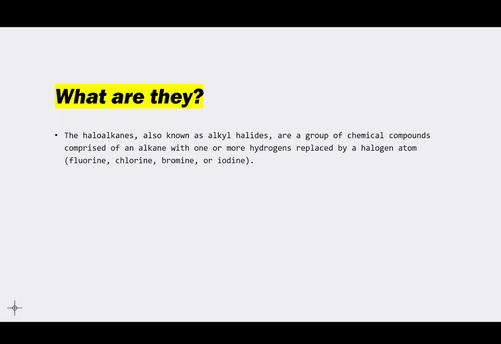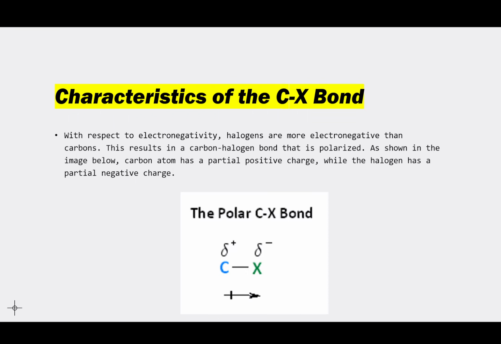Halogenoalkanes, otherwise known as alkyl halides, are a group of chemical compounds comprised of an alkane with one or more of the hydrogens replaced by a halogen atom. The halogen atoms are fluorine, chlorine, bromine, iodine. I don't think I've ever seen astatine. But those are the general halogens that we look at. In the C-X bond, X usually marks the spot for halogens, so we use X to denote halogens.